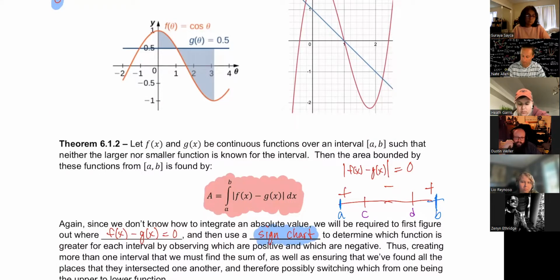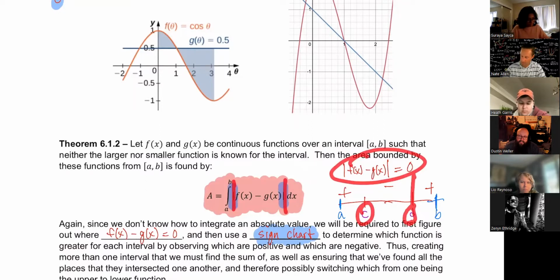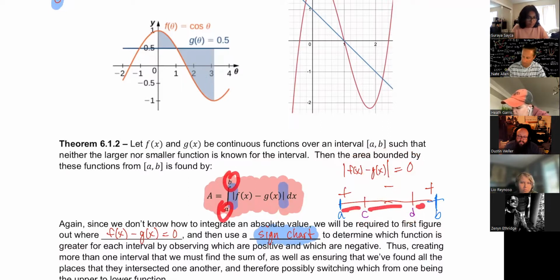Understanding that we don't know how to anti-differentiate or integrate an absolute value. So we find where it's equal to 0 and test around it. In any place that it is negative, all we do, instead of adding from A to B all these different sections or intervals, to combat the negative, we throw a negative on the outside to make it positive. That's the gist of it.